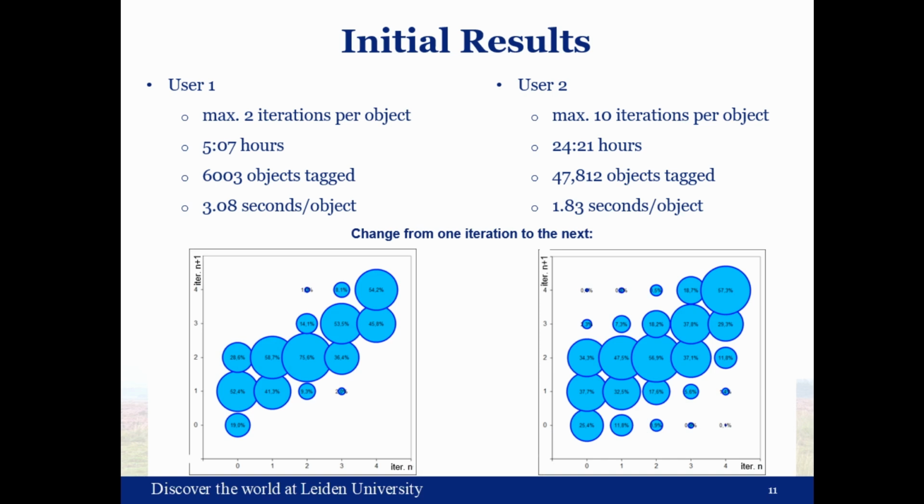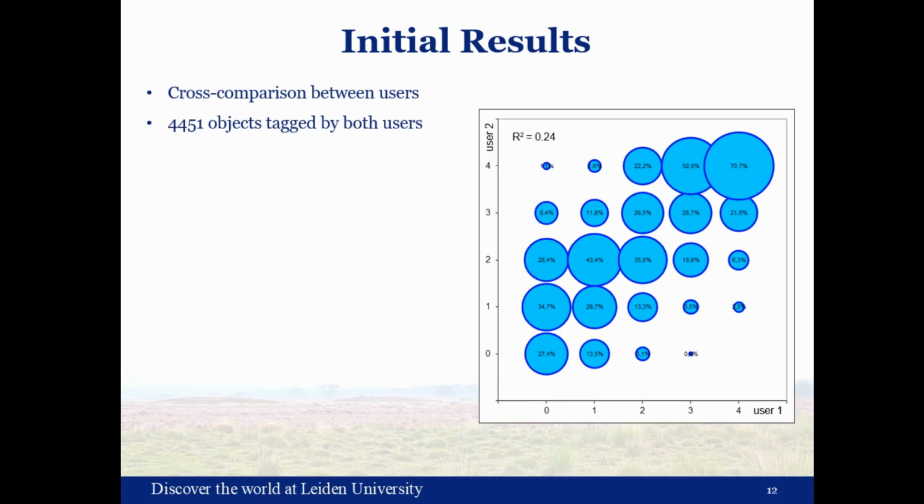And what about the change from one iteration to the next for the interpretation stability? You can see here that what you want to have is 100% circles all along the diagonal. You can see that there is quite a bit of scatter from one iteration to the next. You can see that interpretation stability varies from one user to another. For user one, the tagging results are more stable than for user two.